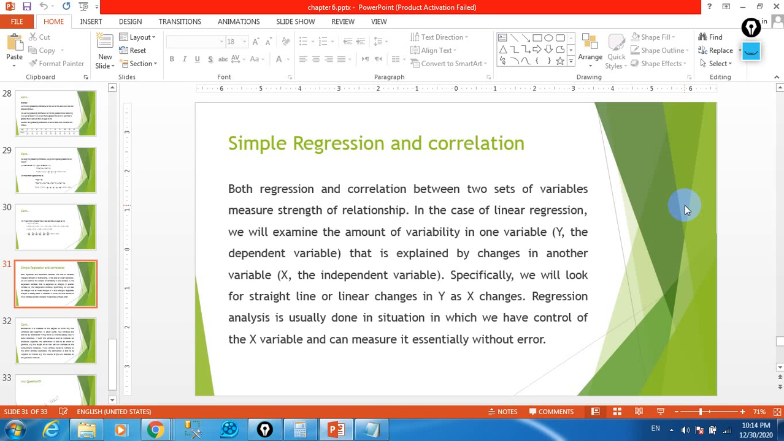This is on page number 395, chapter number 10. So we have simple regression and correlation. This is the chapter name: simple regression and correlation, on page number 395. Okay, so now let me explain regression and correlation by giving you an example.